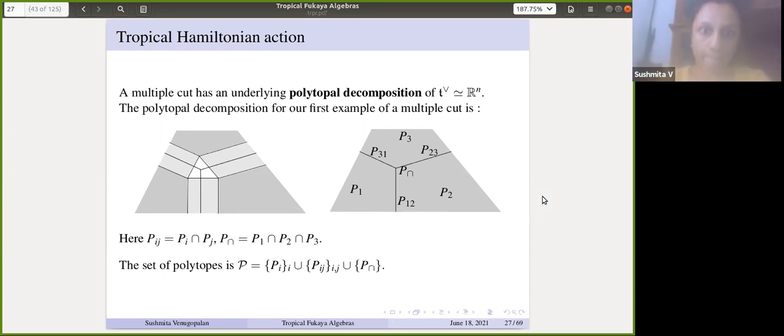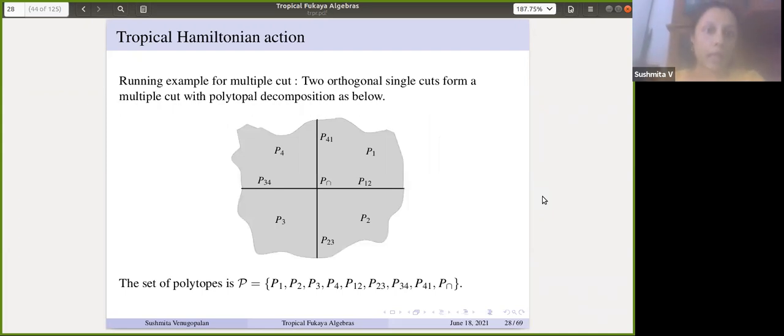So, yeah. And this is the example which we are going to have in mind for the rest of the talk, which is the example of two orthogonal symplectic cuts. The polytopic decomposition for this is given in the figure, and it has 4 top dimensional polytopes. There are four other one-dimensional polytopes, which are the intersections, and one other polytope, which is just a single point right at the center.